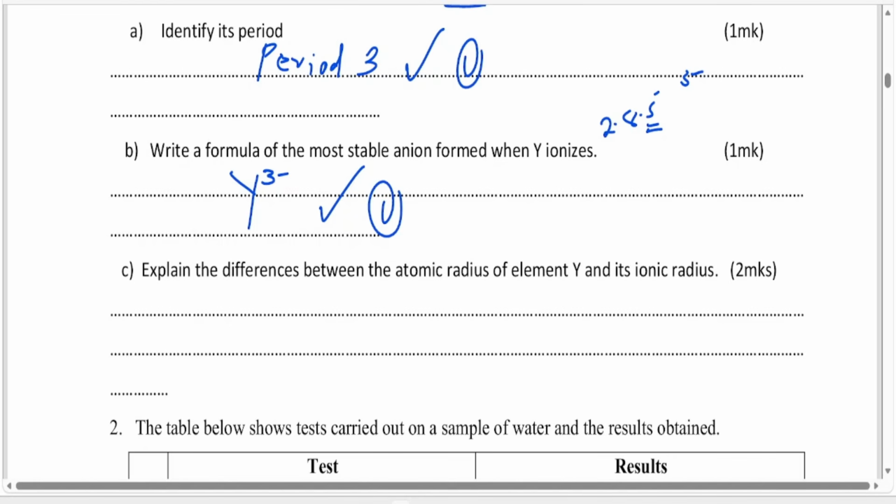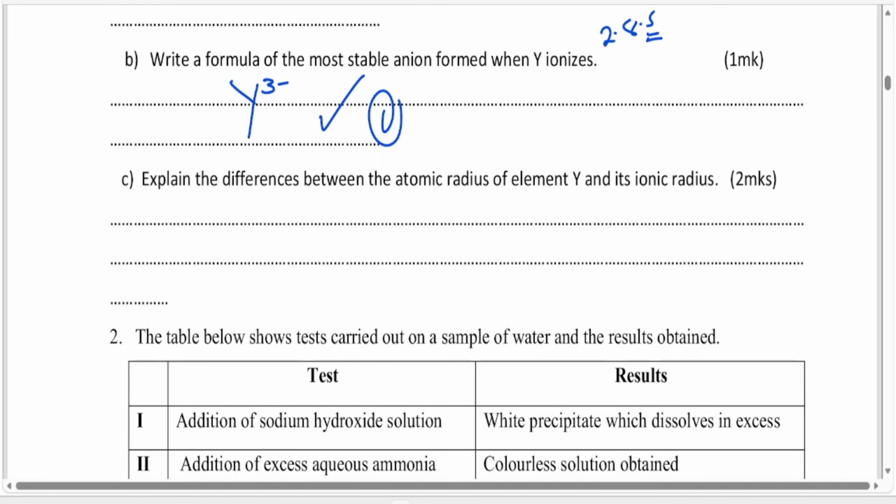Therefore, giving the differences, we first state the differences and then we give an explanation. So we say its ionic radius is larger than its atomic radius. We use a comparative term, larger. So we say its ionic radius is larger than its atomic radius.